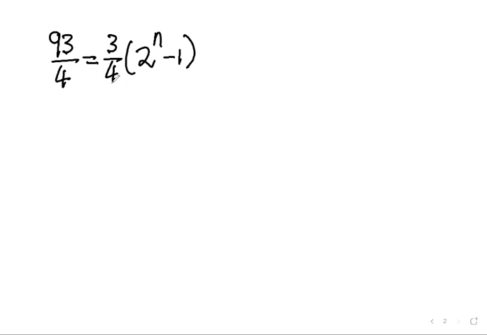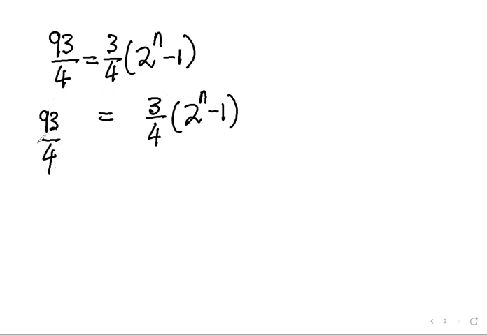Now what you're going to do here, a lot of learners like panicking when they arrive here. So I'm going to write 3 over 4 as it is. Remember that here we are having 2 to the exponent of n minus 1, right? And on the other hand, I'm having 93 all over 4. So I'm going to multiply by the reciprocal of 3 over 4, which is 4 over 3, on both sides, times 4 over 3 both sides.